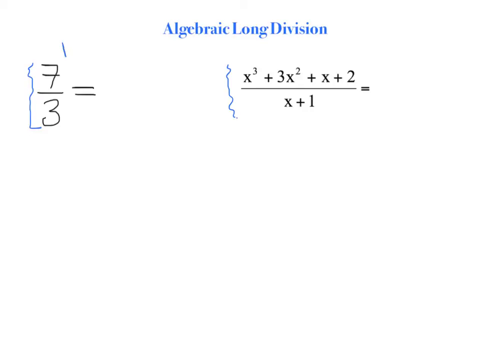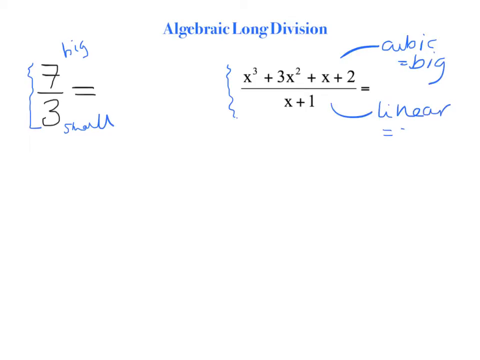So here we've got something bigger over something smaller, 7/3. And here, just the same as that, we've got something bigger, which is a cubic. Cubic equals big. And then this is a linear factor, which is small. So these are top-heavy fractions. So when we do this 7/3, we want to work out how big that is.